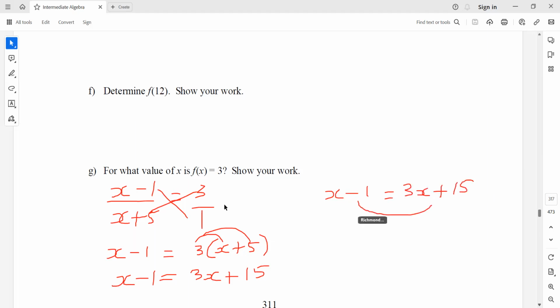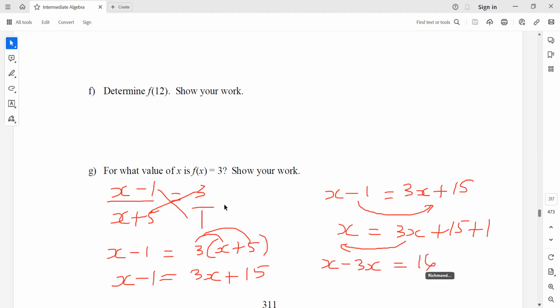Now if I move this across, it changes to positive 1, so x equals 3x plus 15 plus 1. Then if I move this here, I have x minus 3x equals 16. Negative 2x equals 16. If you divide by negative 2, you have x equals negative 8. x equals negative 8 when y is 3. So that is it for this one.